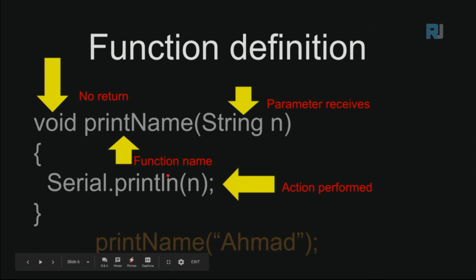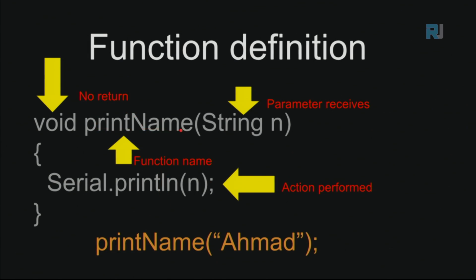How is this used? We just use the function name, print name, and inside the open close parenthesis, this is a must. Every time you call a function, you include open and closing parenthesis. And because this is a string, we pass this parameter here. When we run this code, this Ahmad is assigned to n and becomes n, and when you use serial print, this will print Ahmad on the screen.